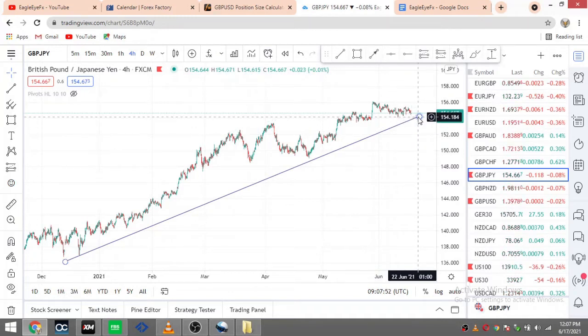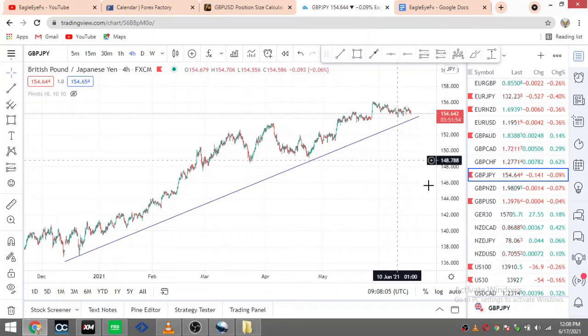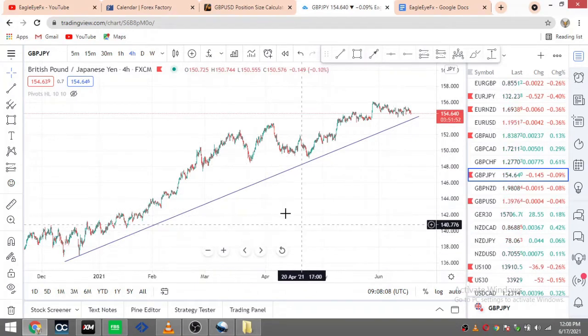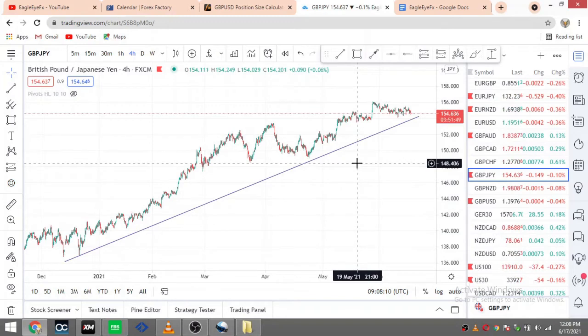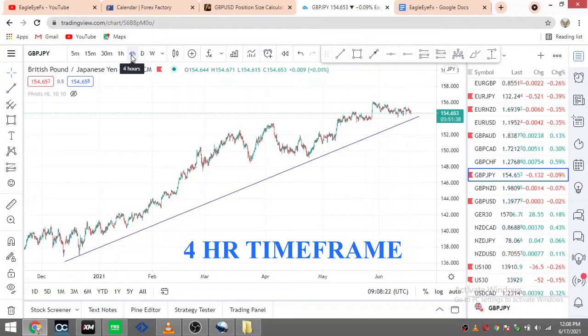All right. And then another thing we are going to do is that we are going to risk 1% of our account, and we are going to target to make 3%. So for example, if you risk $50, we are going to target to make $150. If you risk $100, then we are going to target to make $300. Another thing is that we are using a 4-hour time frame in this strategy.